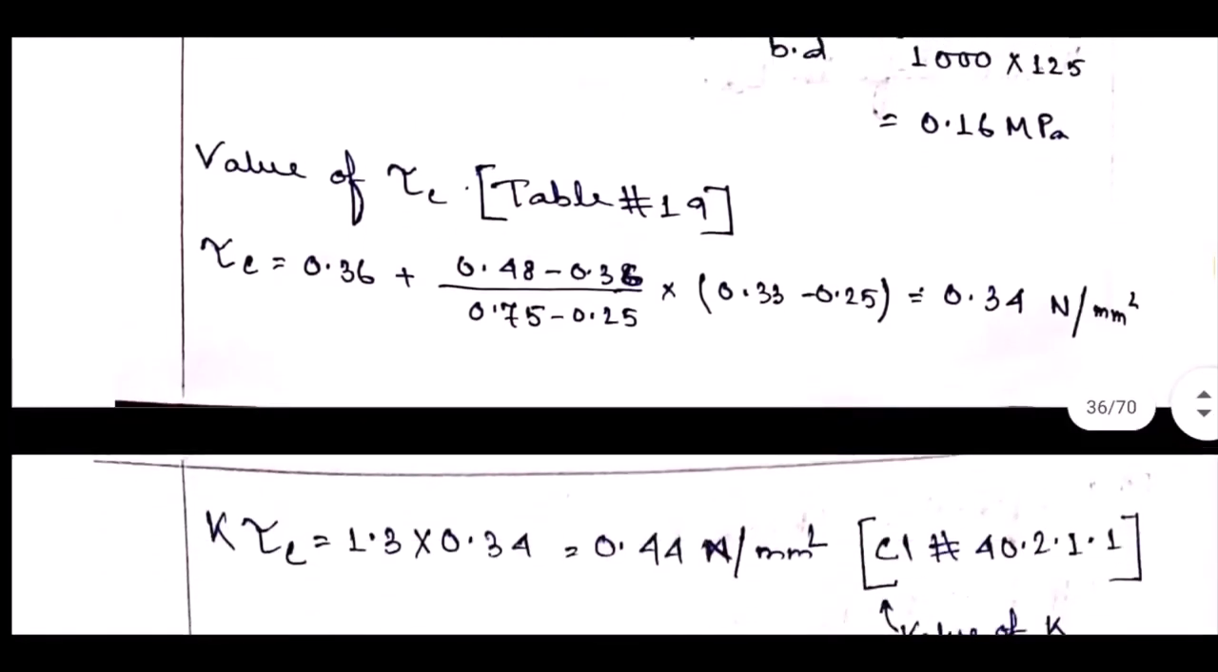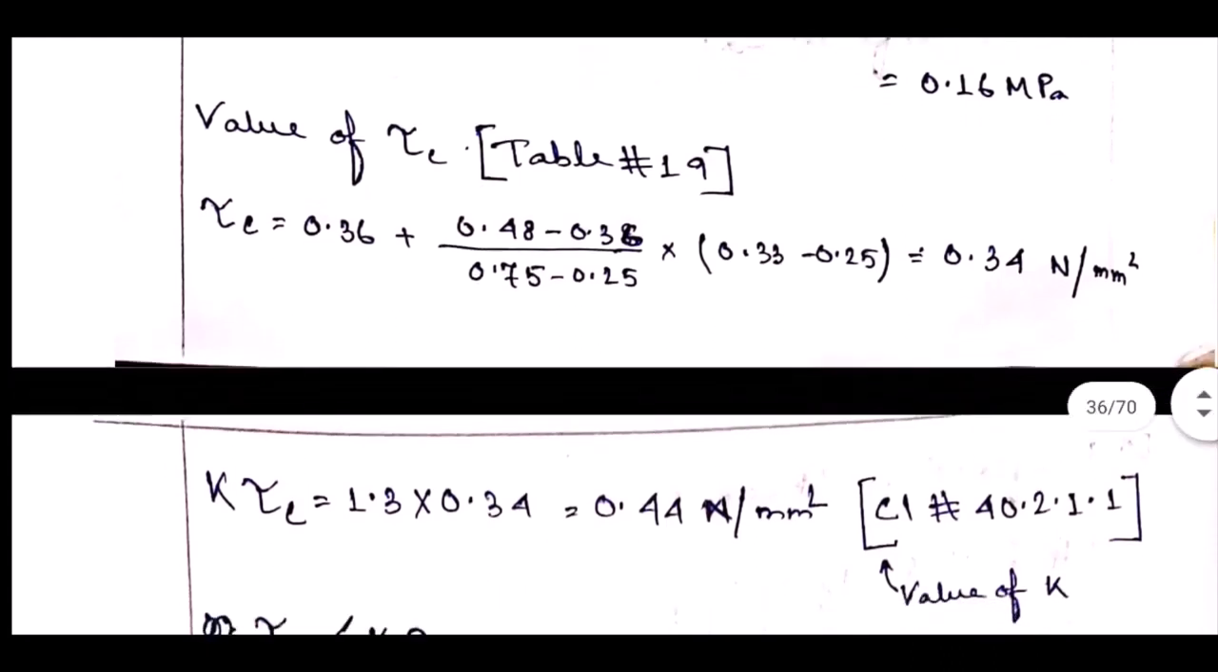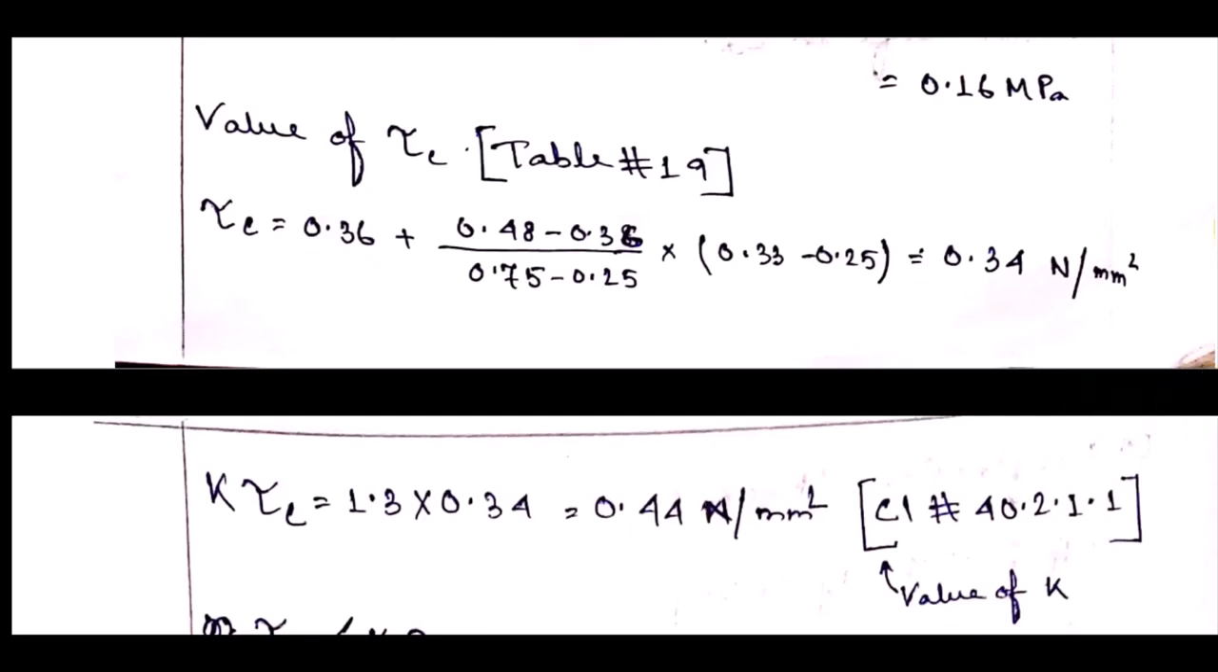Now, in case of a slab we have to multiply a factor with the tau C value to find the design shear strength. The K value we can get from clause number 40.2.1.1, so let's check this clause.